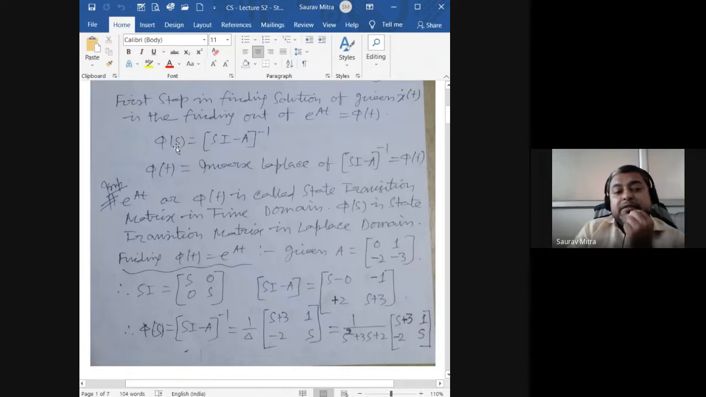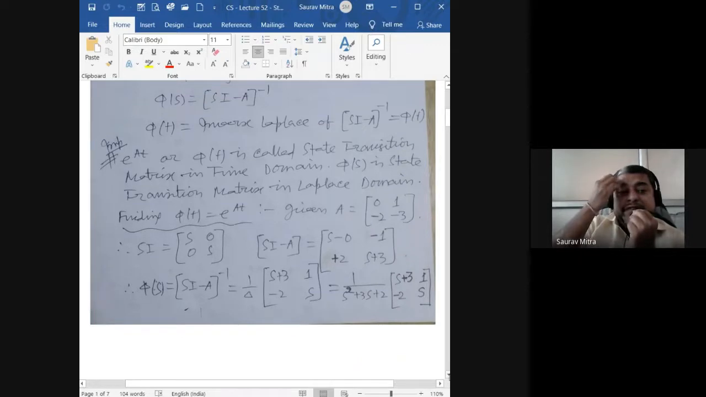And how can you come back from phi s to phi t? I have to take the inverse Laplace transform. So finally phi t, the state transition matrix which we are going to find shortly, is equal to the inverse Laplace transform of sI minus A inverse. First you have to find sI minus A, then sI minus A inverse, and then do partial fractions and so on, and whatever you get there, find the inverse Laplace transform of that and come to phi t.